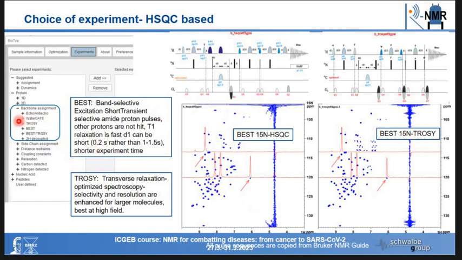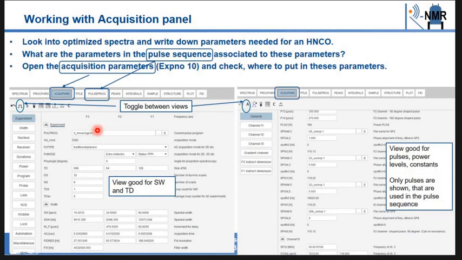And then we have the last thing, that would be the BEST option. And in the BEST option, you excite only the amide protons in the beginning. You don't touch the others. You don't touch the water. And this way, you can make the delay between experiments a lot shorter, because the T1 time is a different one. And then you can run a lot more transients, a lot more experiments in a shorter time. So this is a very nice thing to save time if you want to run a 3D without sacrificing signal to noise or something like that. So, okay.